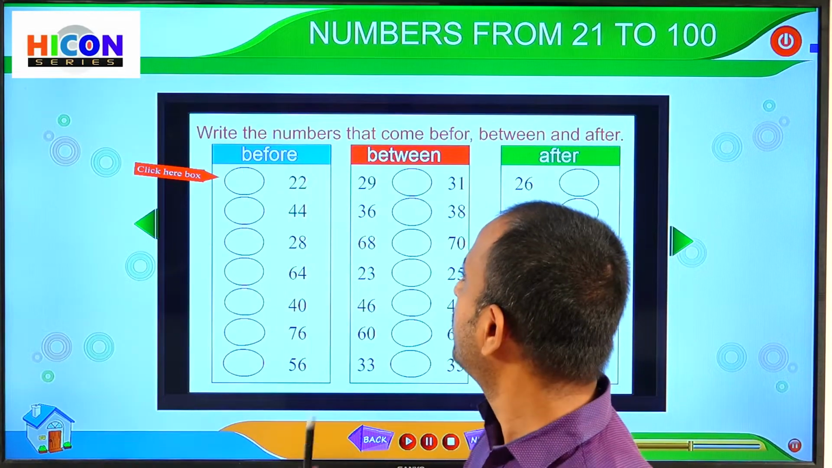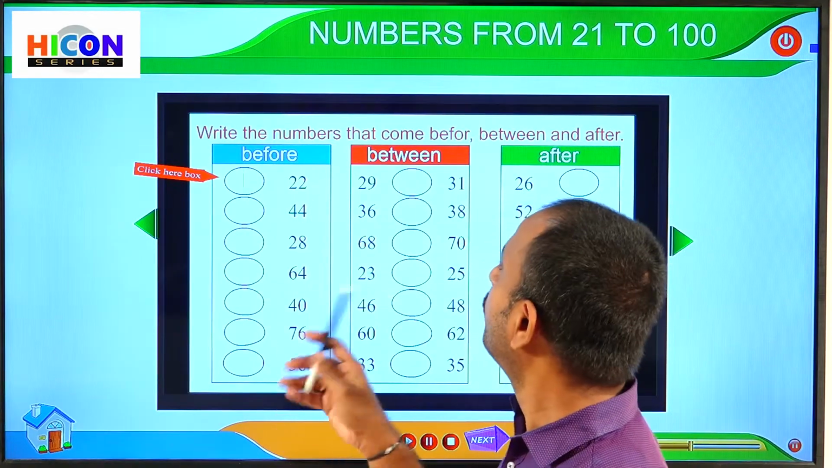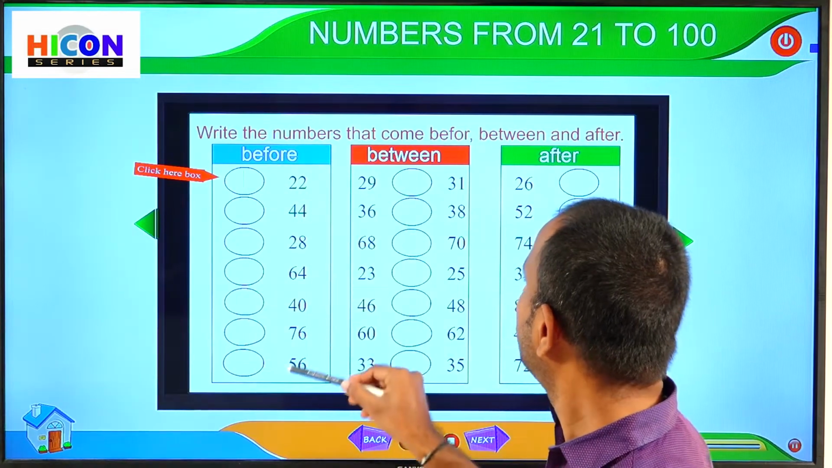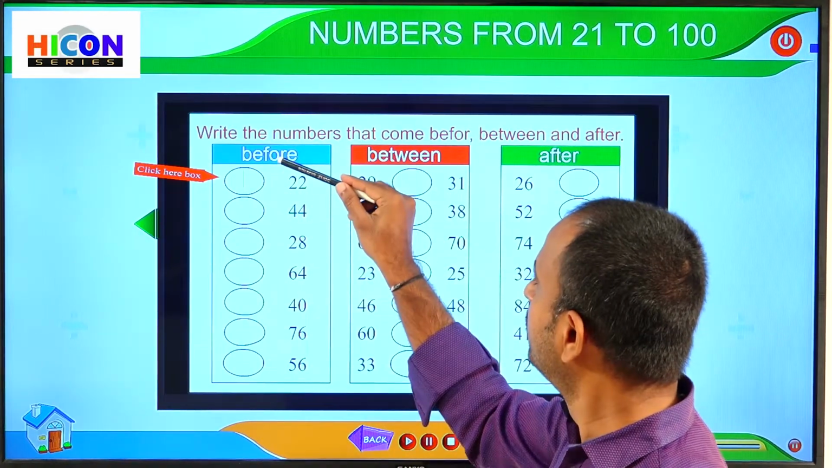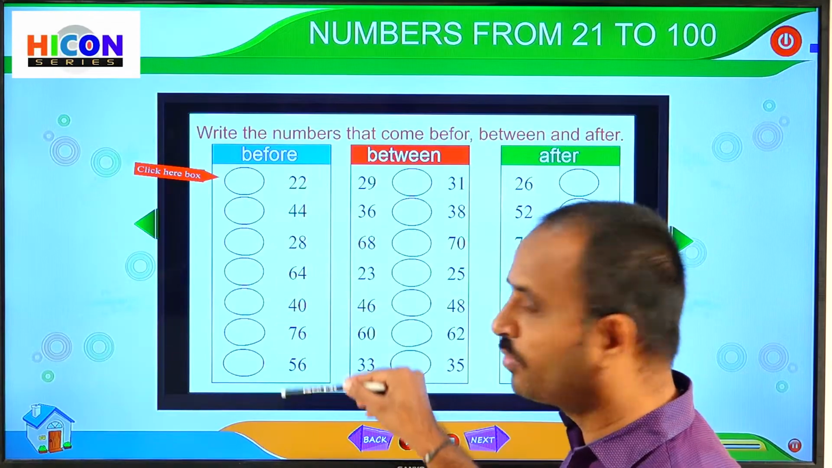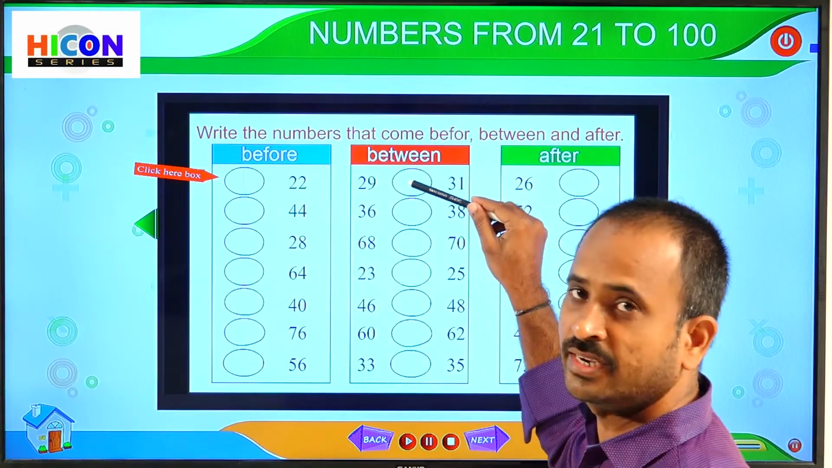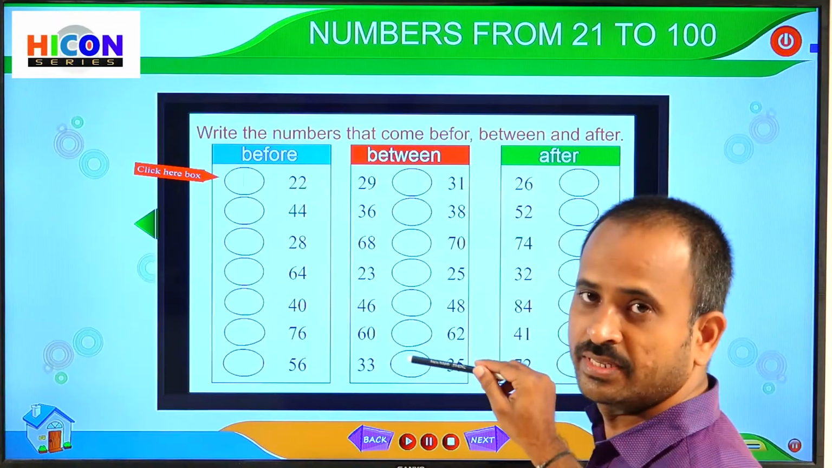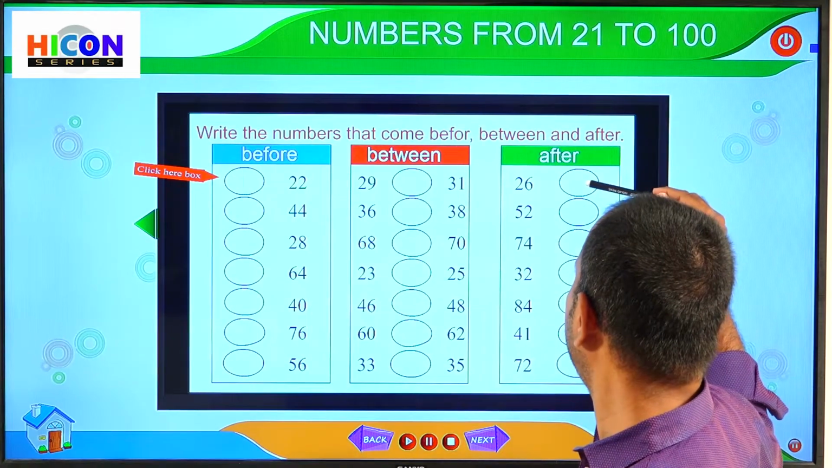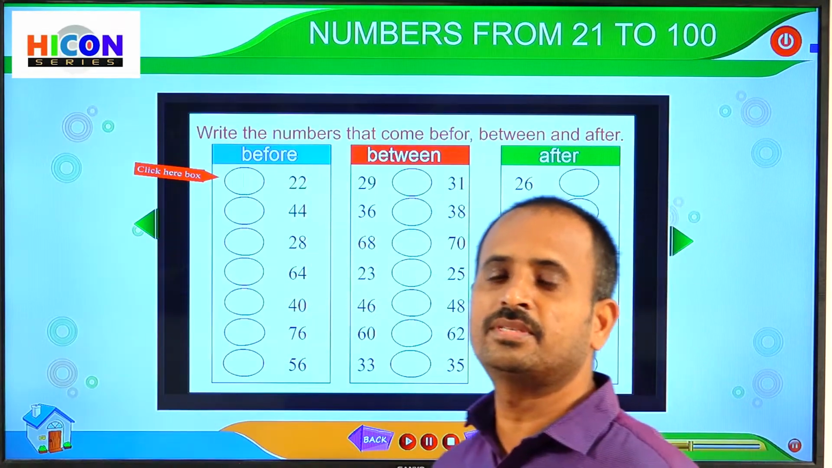So let us recall once how can we write the before numbers. So there are 3 sets given. In this set we have to write the before numbers, and in this set we have to write the between numbers in these circles, and in this set we have to write the after numbers in this circle.